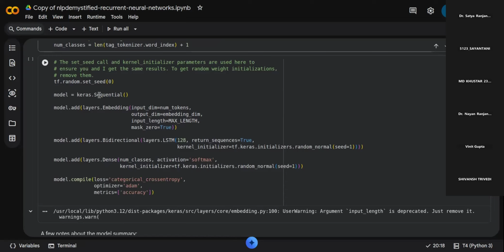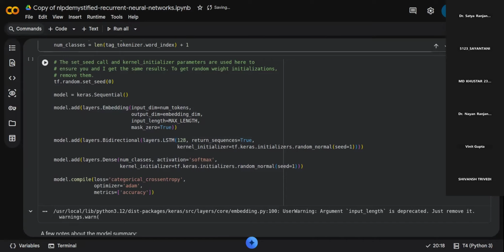So again we have to use the sequential API, same sequential API. First layer is embedding. Here you have to see some important things that are different from the previous embedding layer. Now in the embedding layer, input, output, input length, both are same. But here mask 0 is given as true. Why is mask 0 true and what is its use?